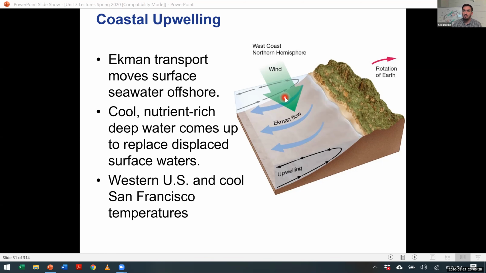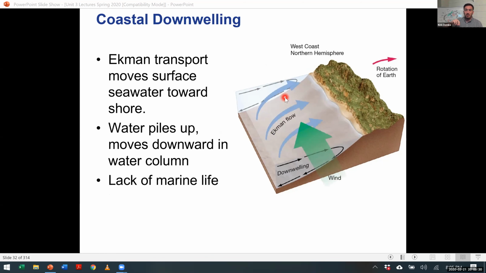When the winds shift, and now they come, as you can see on this new diagram, from the south, that Ekman Transport pushes the water towards the coast. And when it gets there, it has nowhere else to go but down. Follow the little red dot here. It goes down. That triggers downwelling.